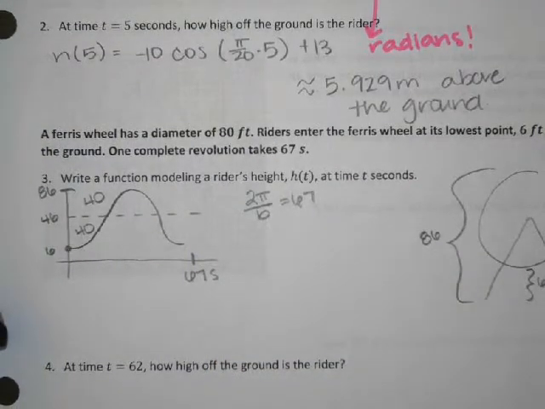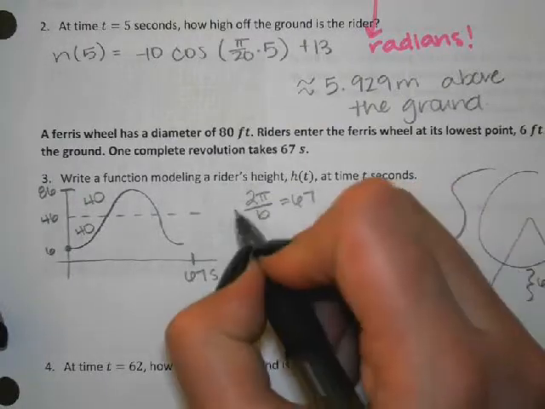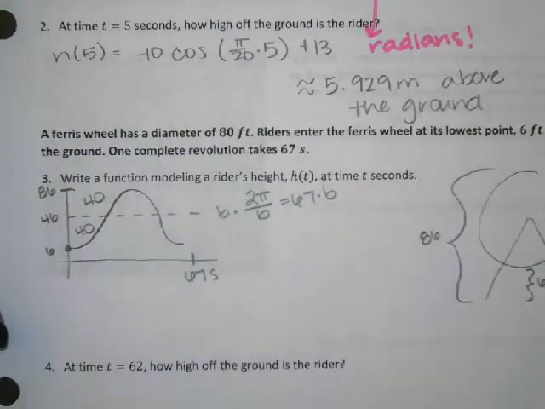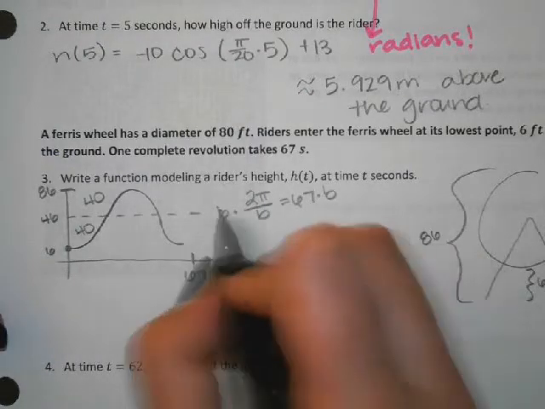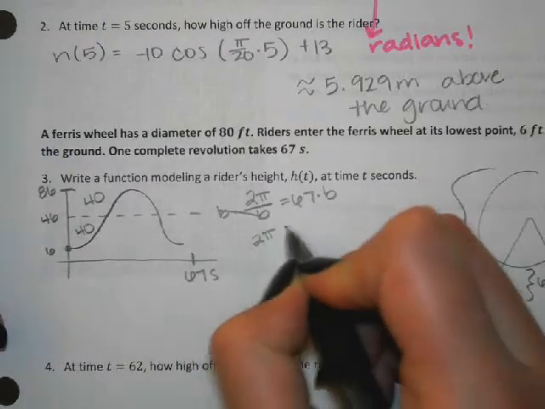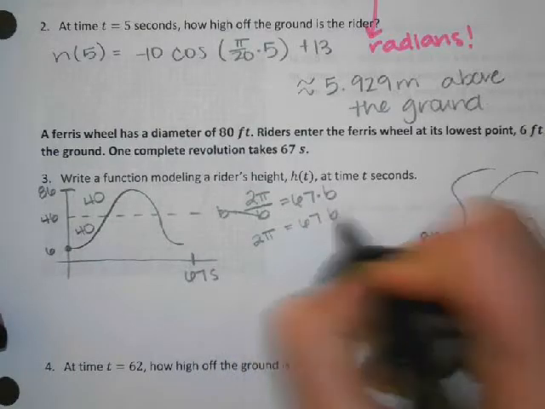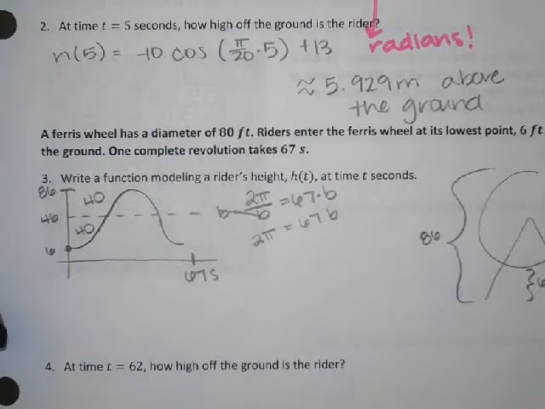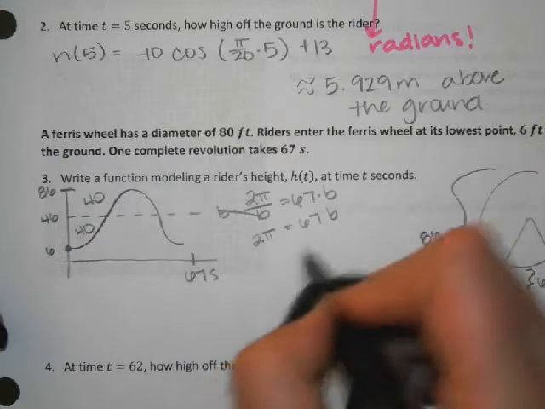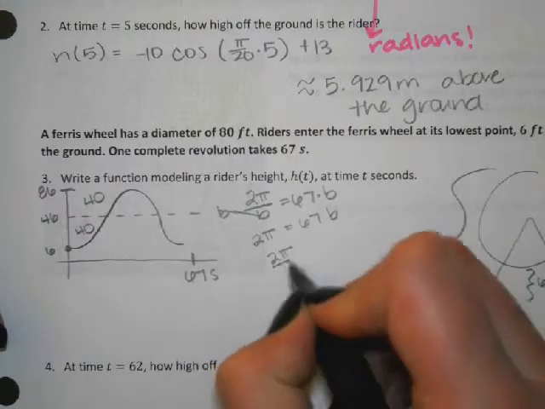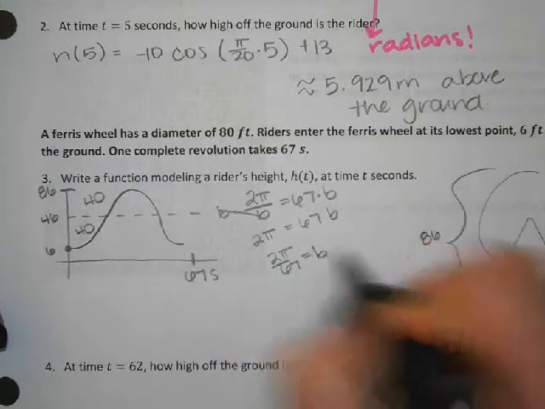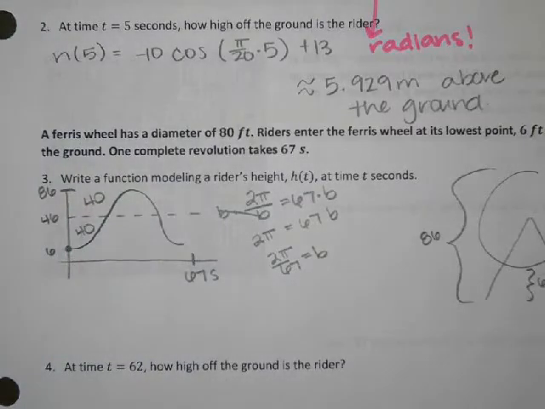And then what do we do? Times b times b. So 2 pi equals 67b. Divide by 67. 2 pi over 67 equals b. And so now we have all the information we need to write the equation.